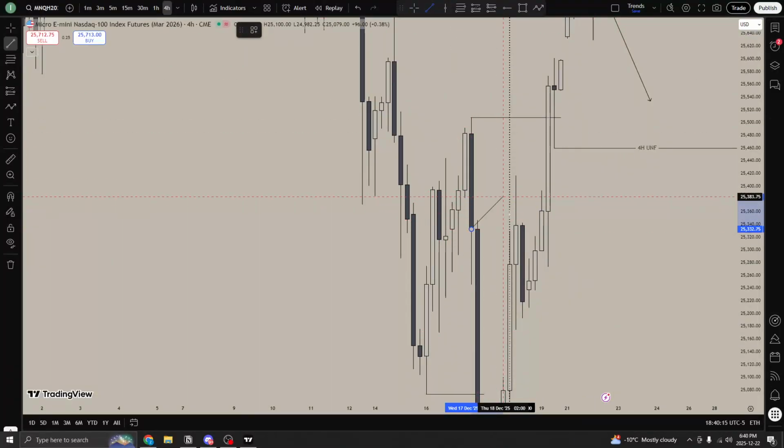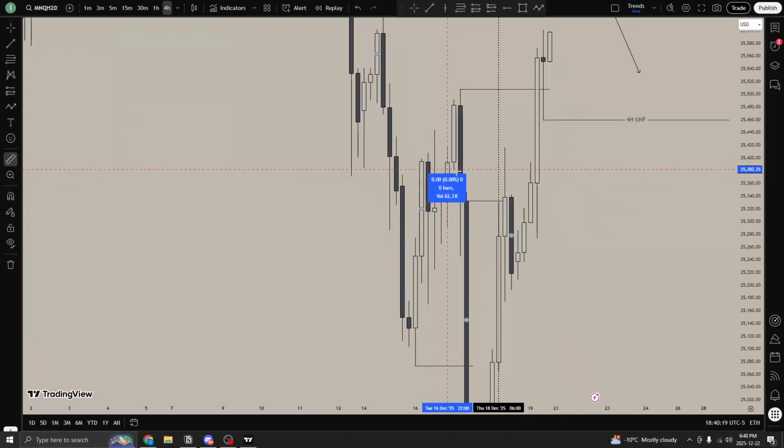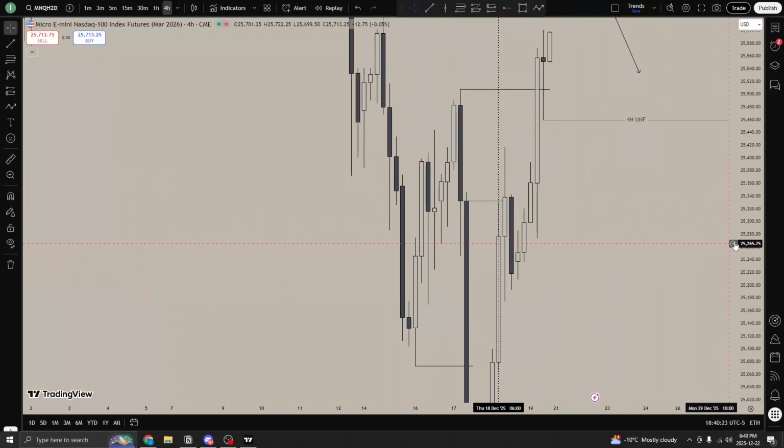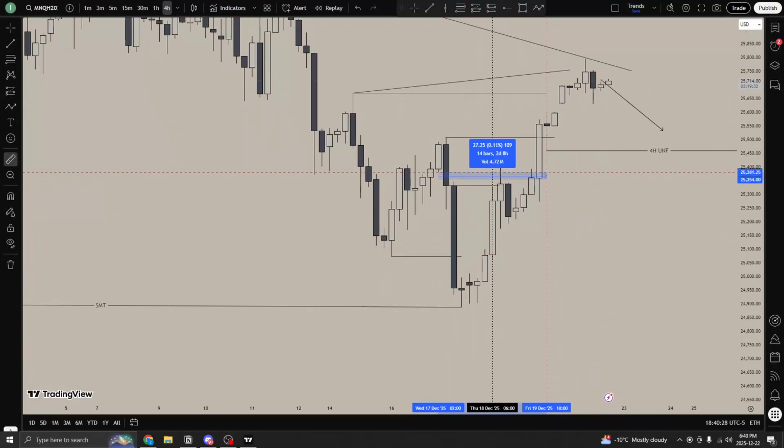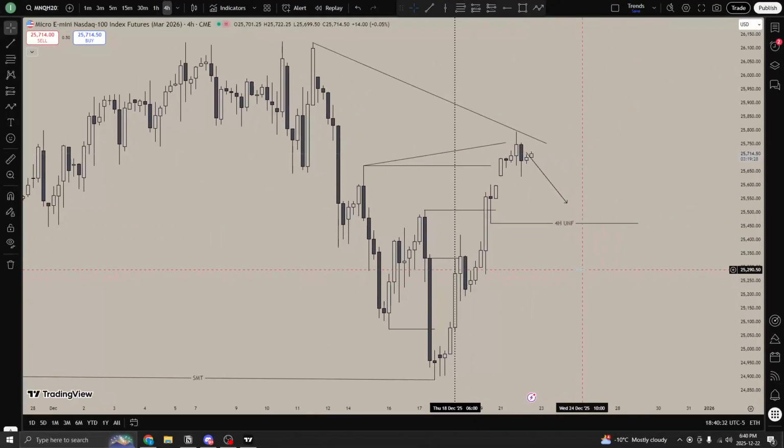Once this 4-hour unfilled gap gets hit, we might want to see shorts, and that's exactly what happened. We hit it, and then price went back for a retrace. But the market maker was in a buy model, so it hit this 4-hour, retraced a little bit down, and then kept going up because the bias was obviously just bullish. That was the weekly bias.